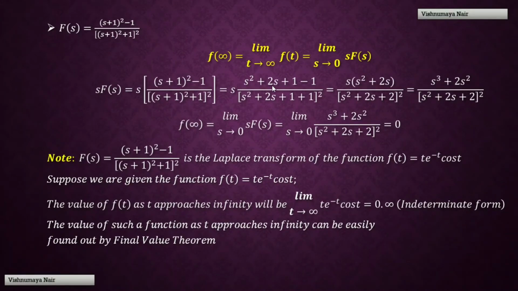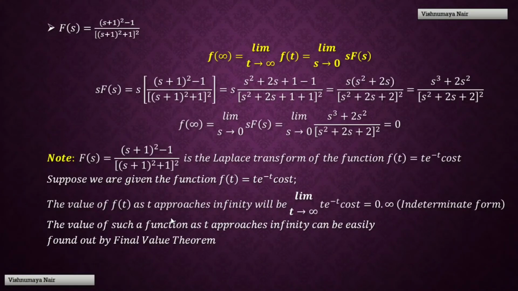Therefore, s into (s square plus 2s plus 1 minus 1) by (s square plus 2s plus 1 plus 1) the whole square. Now we can cancel out this plus 1 and minus 1. Therefore, s into (s square plus 2s) by (s square plus 2s plus 2) the whole square, which is equal to (s cube plus 2s square) by (s square plus 2s plus 2) the whole square. Now f of infinity is equal to limit s tends to 0 s f of s, which is equal to limit s tends to 0 (s cube plus 2s square) by (s square plus 2s plus 2) the whole square, which is equal to 0.